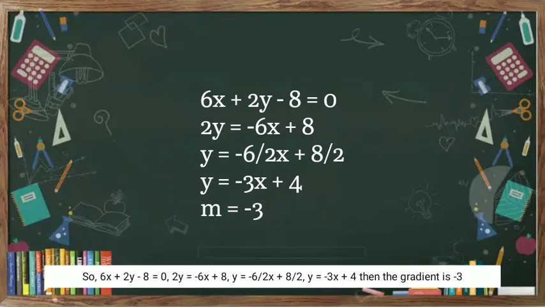So 6x plus 2y minus 8 equals 0. 2y equals minus 6x plus 8. Y equals minus 6 over 2 x plus 8 over 2. Y equals minus 3x plus 4. Then the gradient is minus 3.